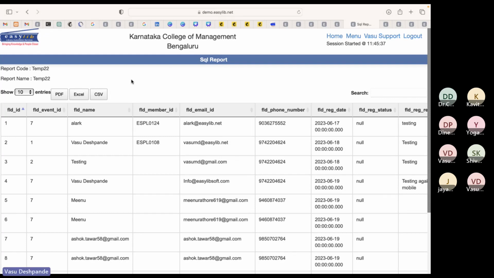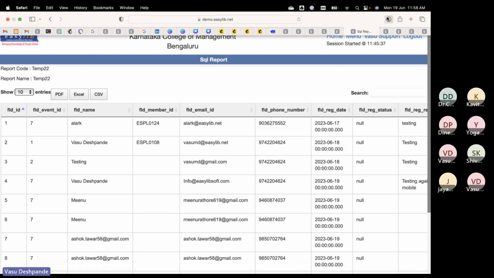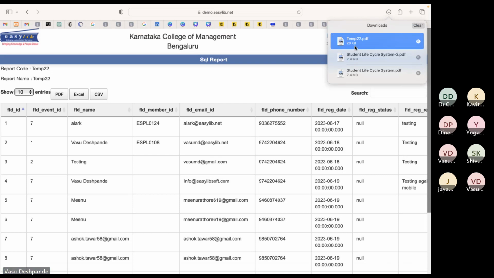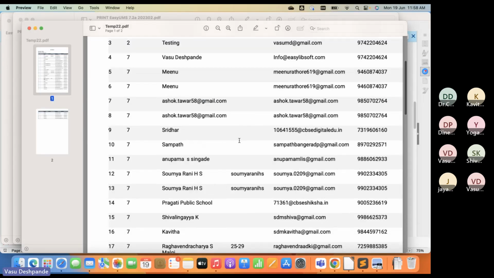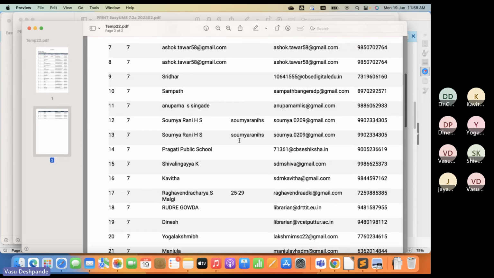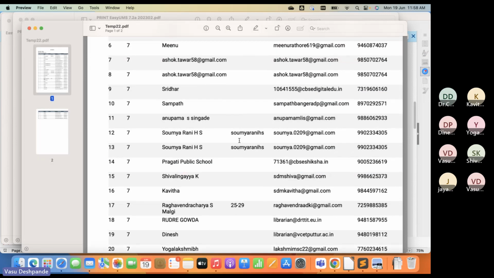Again, you can take a lot of these reports in Excel format or PDF. So I simply click on PDF. Now the PDF is generated. I should be able to see. Yeah. So we try to make your job as simple as possible.